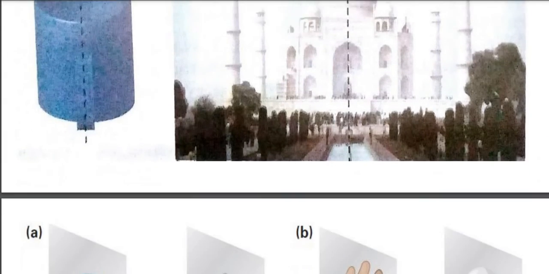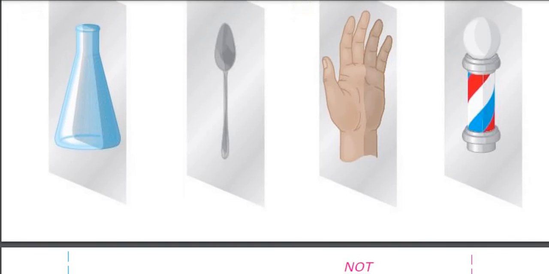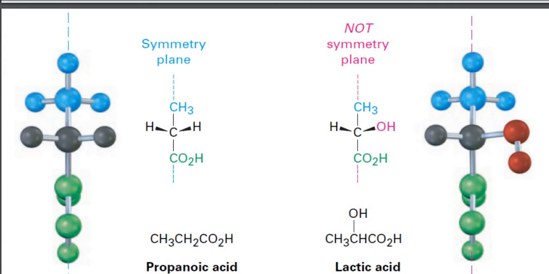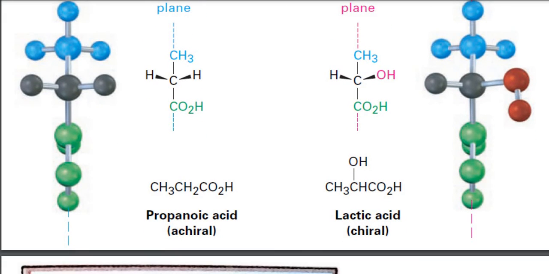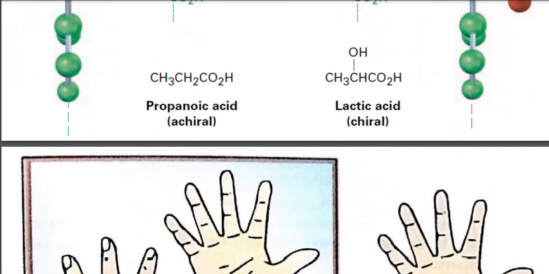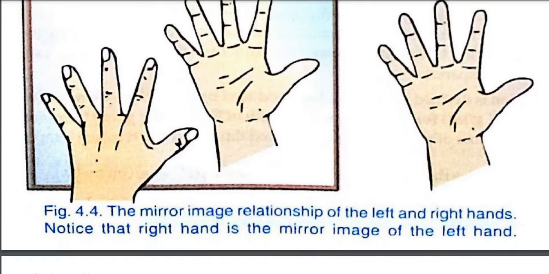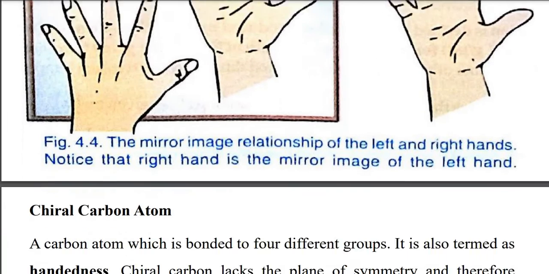Now you can see here the symmetry. So the symmetry plane you can see here, and the non-symmetry plane you can see here in another molecule. For example, propanoic acid is achiral and lactic acid is chiral. In the figure you can see the mirror image relationship of the left and right hand. Notice that the right hand is the mirror image of the left hand.